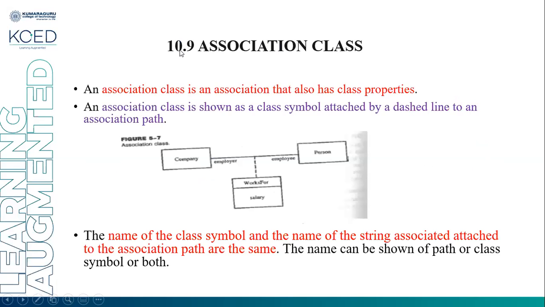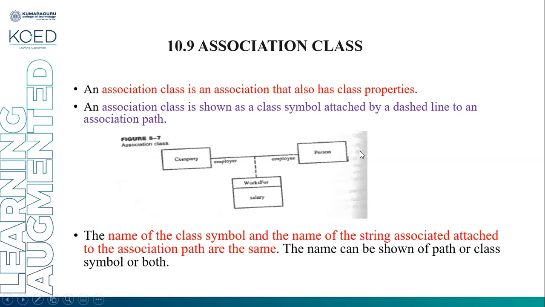Next, association class. So far, a name is given for the association. An association can be represented by an association class. An association class is an association that has class properties. An association class is shown as a class symbol attached by a dashed line to an association path.